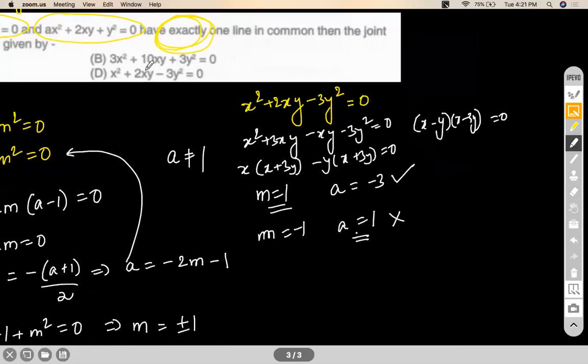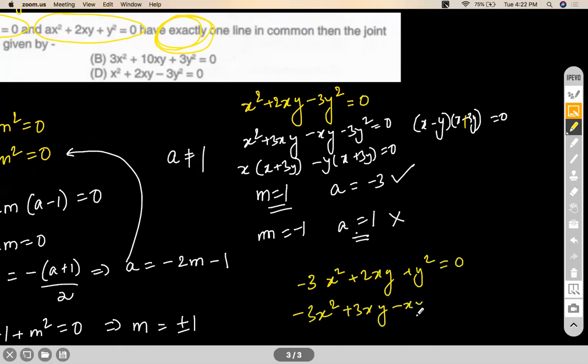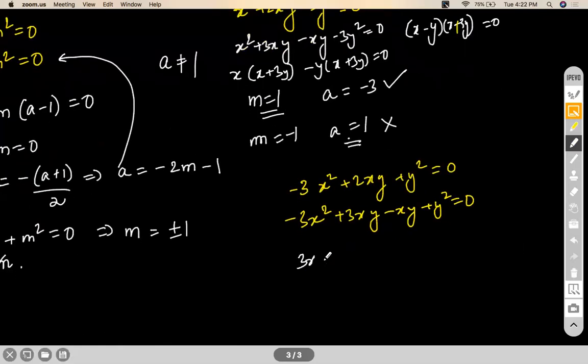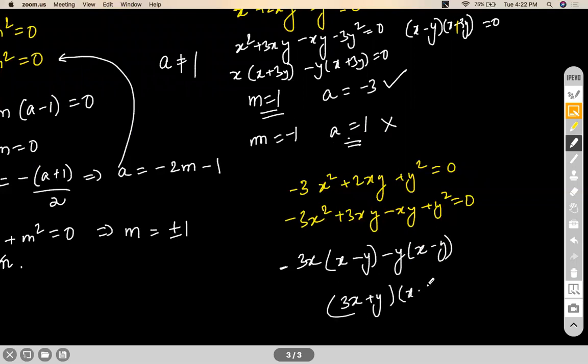Okay. Similarly, if I look into the other expression, we have negative 3x square plus 2xy plus y square. Again, this can be factorized as minus 3x square plus 3xy minus xy plus y square equal to 0. Take minus 3x common, so it's x minus y. Take minus y common, x minus y. So you'll have 3x plus y times x minus y equal to 0. So x minus y is the common line for us.